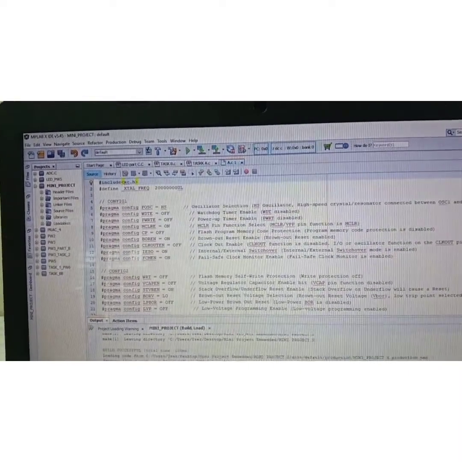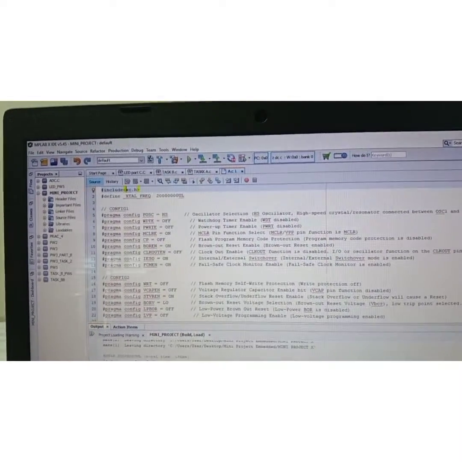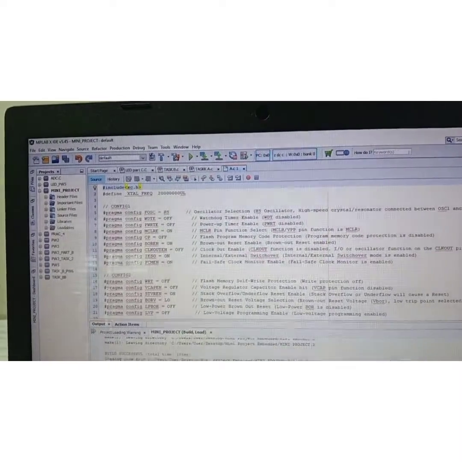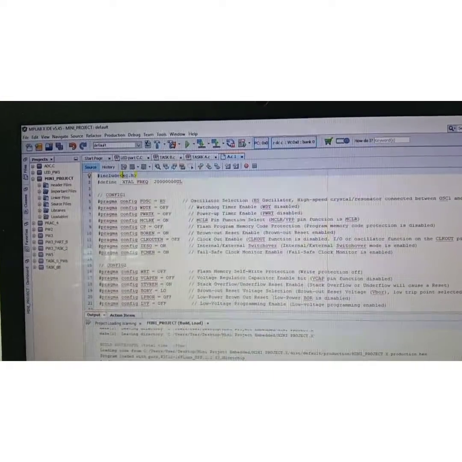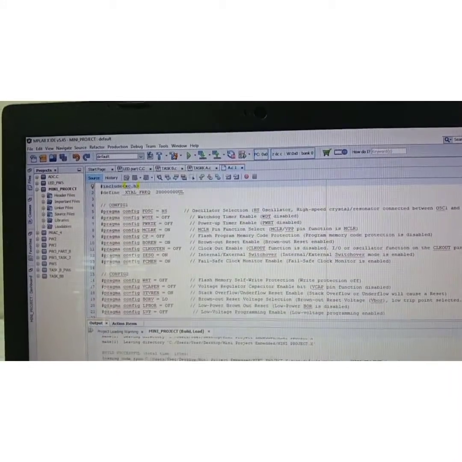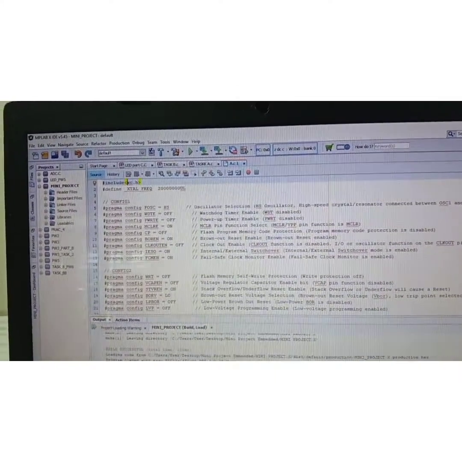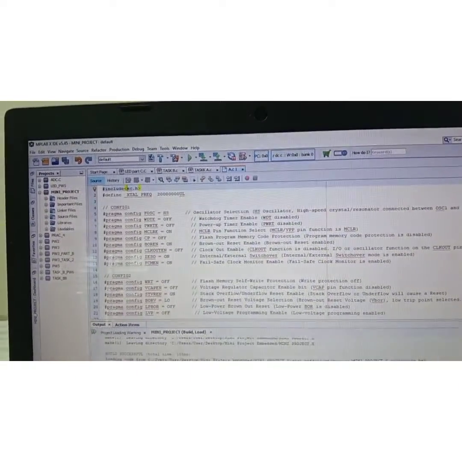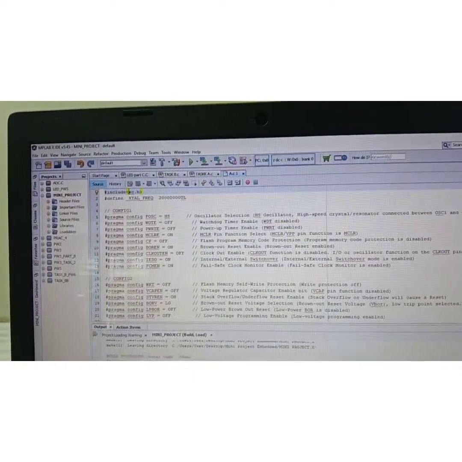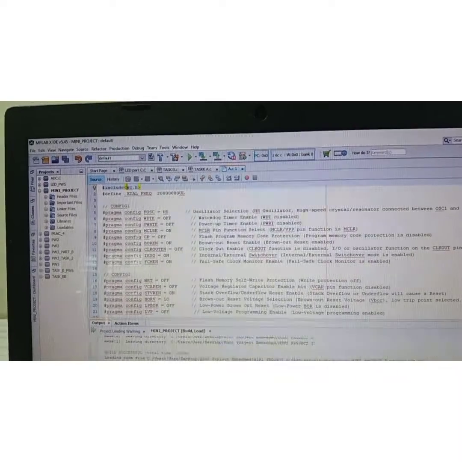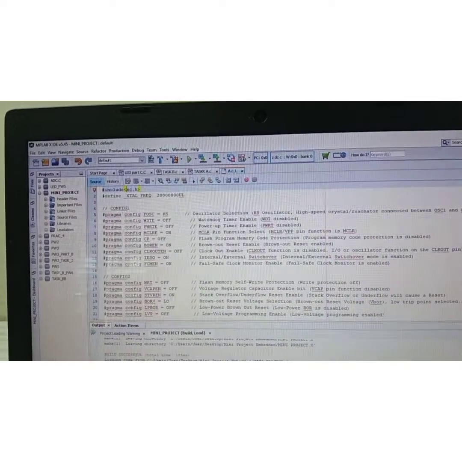#pragma config CP = OFF is flash program memory code protection, so program memory code protection is disabled. The next is #pragma config BOREN = ON, which stands for brown-out reset enable. The next one is #pragma config CLKOUTEN = OFF, which stands for clock out enable. The function is disabled, and the CLKOUT pin works as an I/O or oscillator function. IO means input and output.